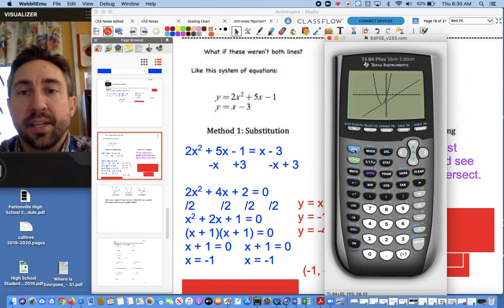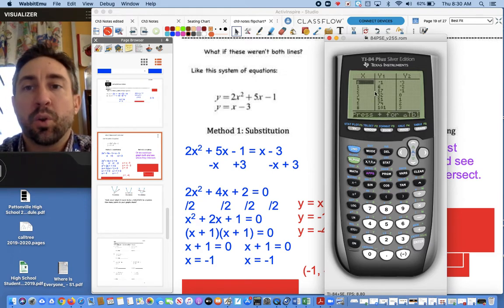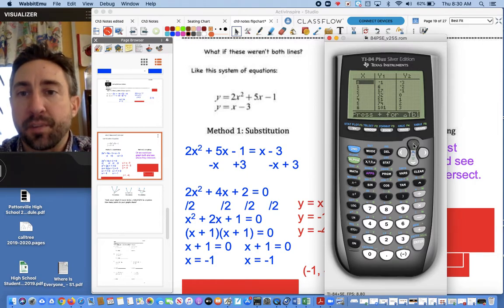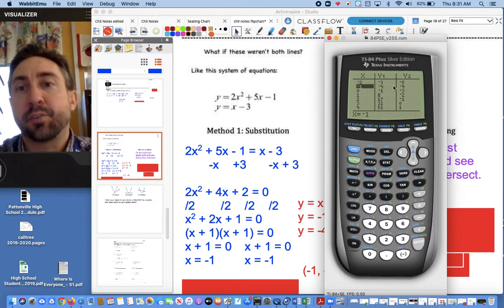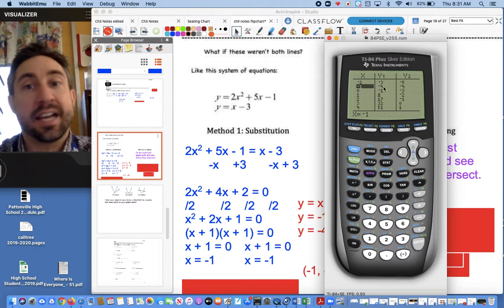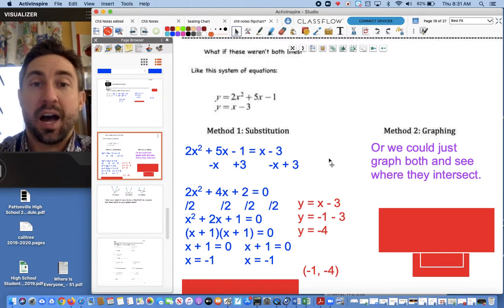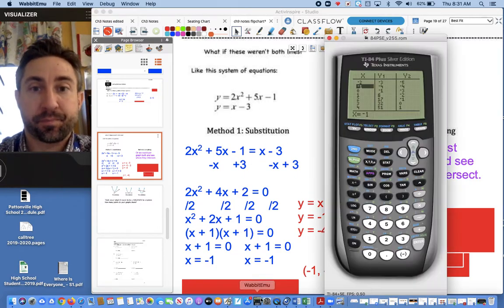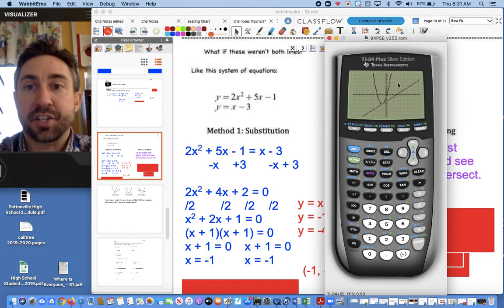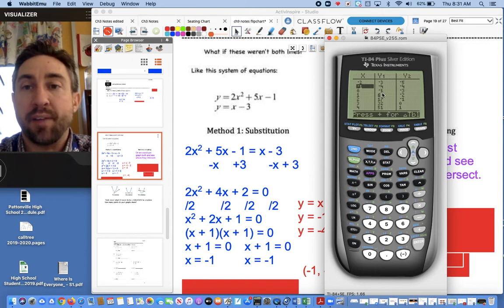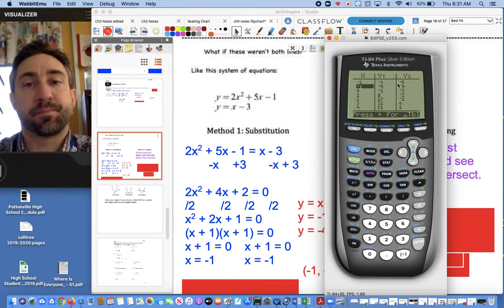And here's what I could do. Hit second graph. We're looking at the table. I want to see where their y values are the same. And they're not the same here, but if I scroll up into my negatives, look at negative 1. These y values are both negative 4. They cross at (negative 1, negative 4), which is the answer I had. So you could do all this work if you want to, but I would recommend you just graph it, look to see if they actually intersect, and try to figure out from the table where they have the same y value, and that is your answer.